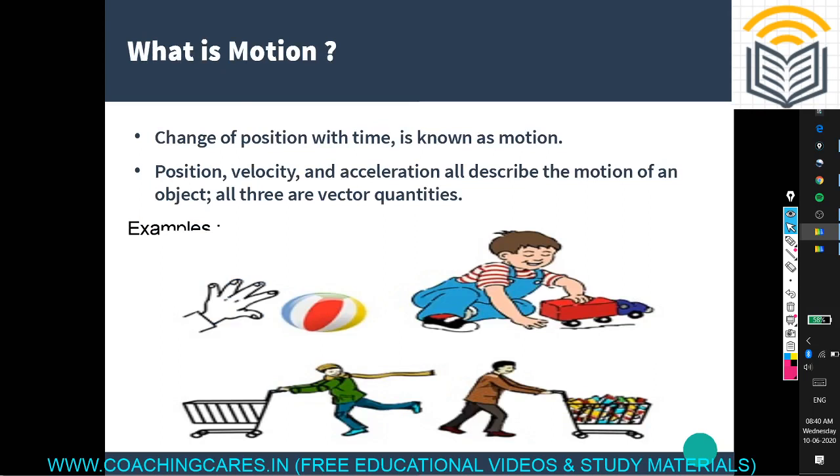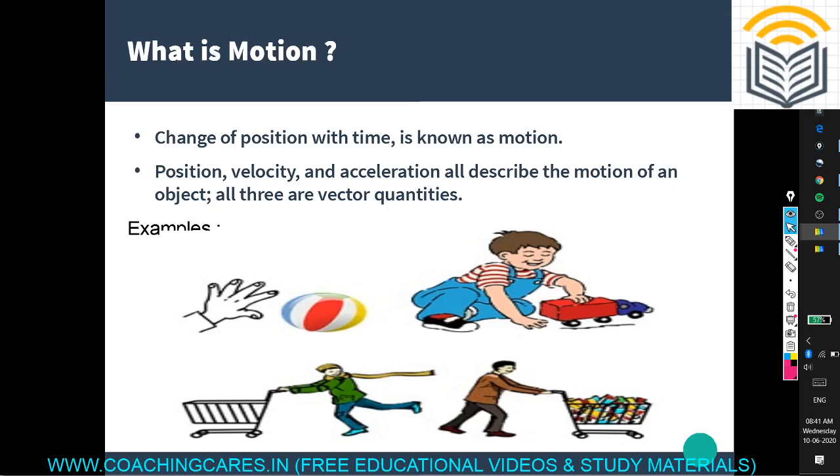So first we start with motion. So what is the meaning of the motion? Change of position with time is known as motion. Position, velocity, and acceleration all describe the motion of an object. All the three are vector quantities. Some examples are given below, like movement of the object you can see in the pictures.